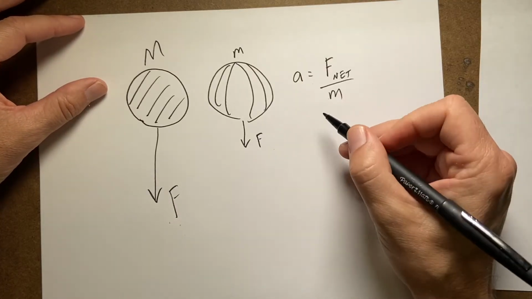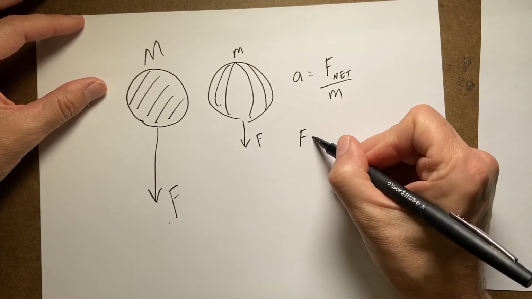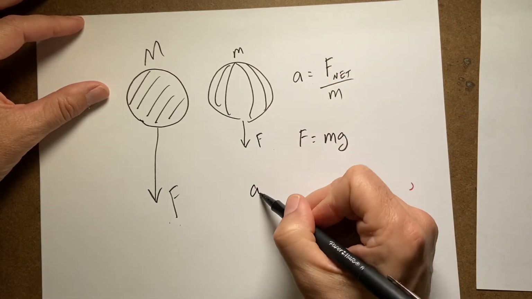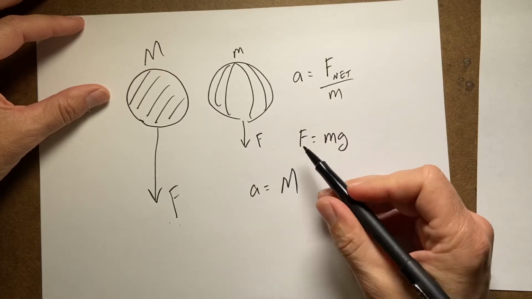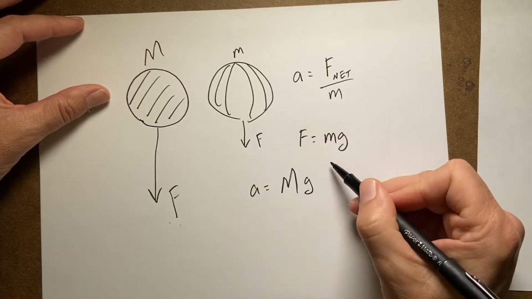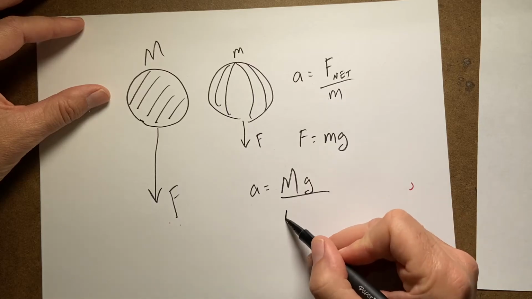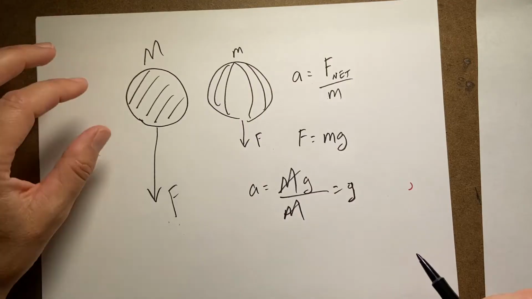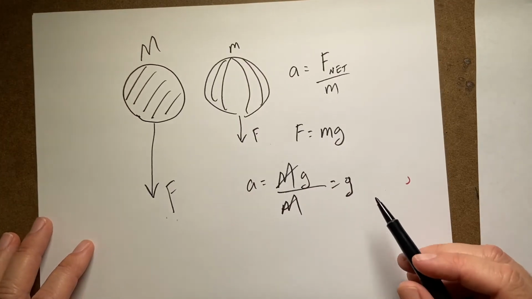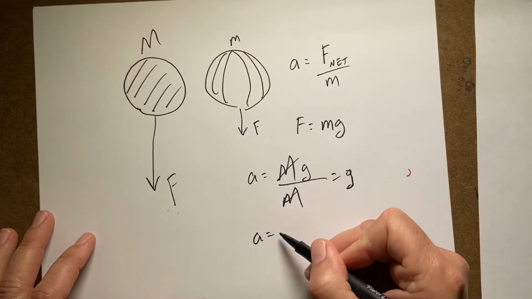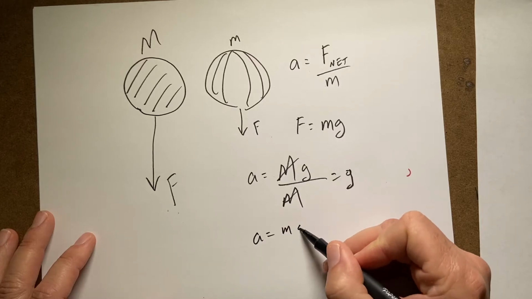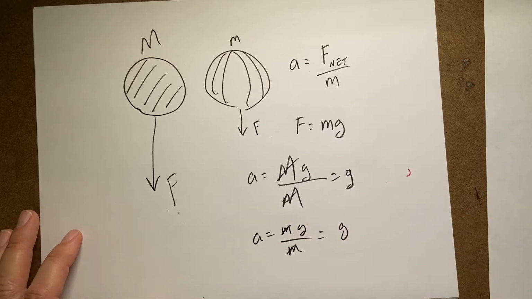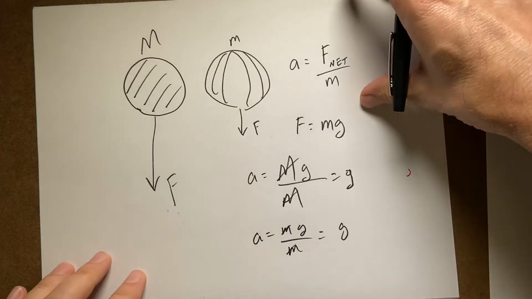And this gravitational force is actually equal to the mass of the object times g. So for the bowling ball, I have a very large mass times g, where g is the gravitational field, divided by the very large mass, and they cancel. So it accelerates with a value equal to the gravitational field g. For the basketball, it has a small mass times g divided by the same small mass, and I, again, get g. So they both have the same acceleration.